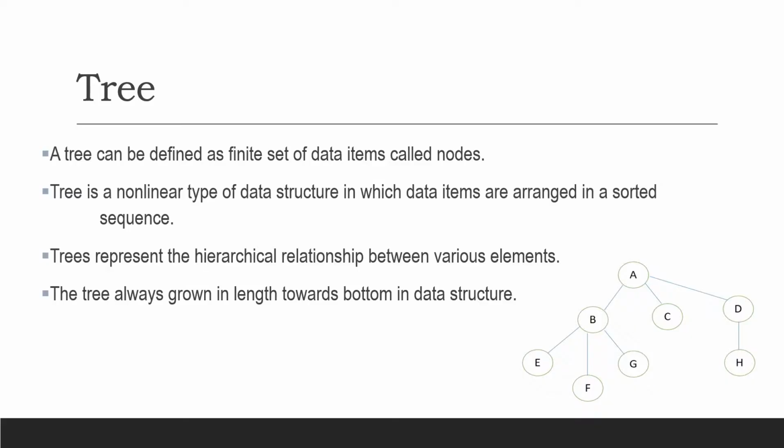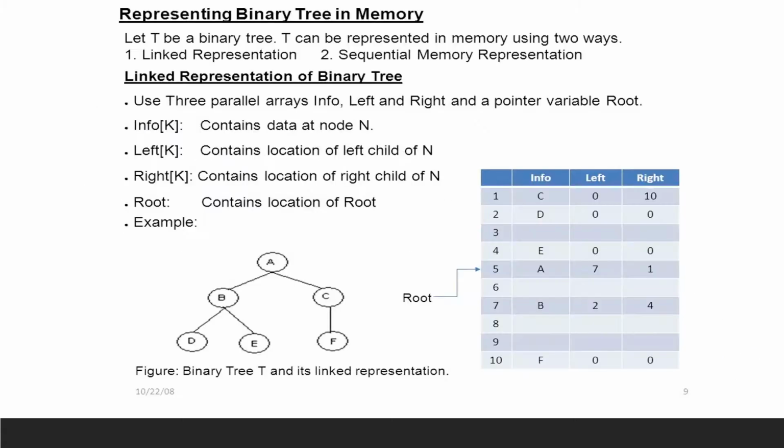Tree definition. A tree can be defined as a finite set of data items called nodes. Tree is a nonlinear type of data structure in which data items are arranged in a sorted sequence. Trees represent the hierarchical relation between the various elements. A tree always grows in length towards the bottom in the tree data structure.